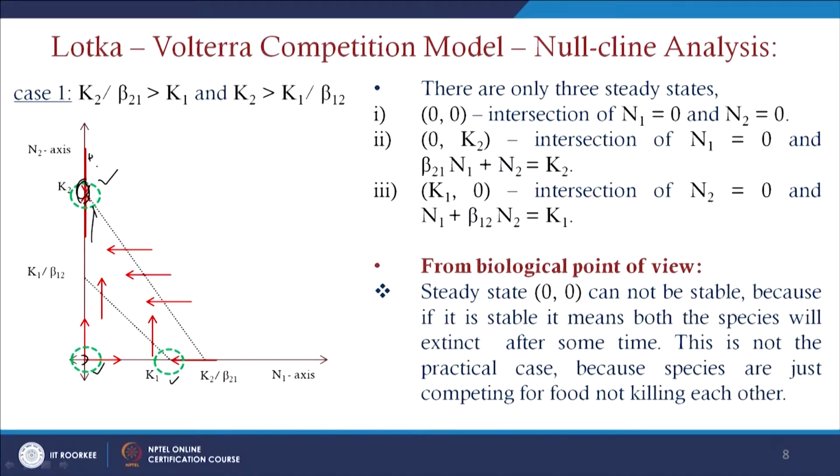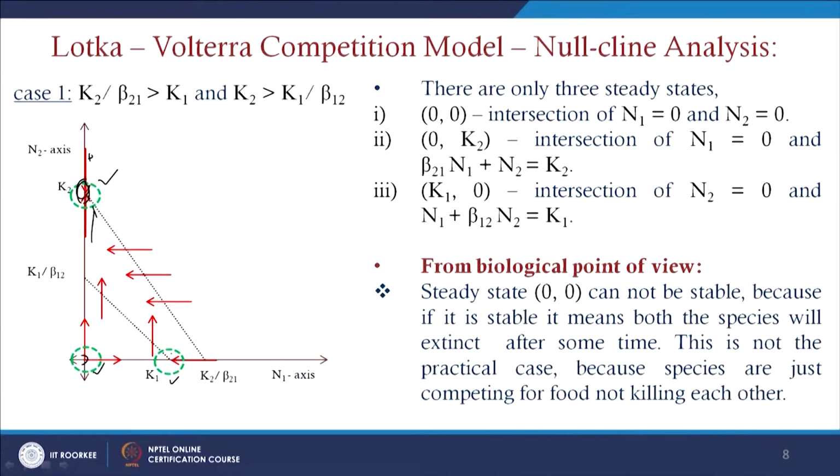We cannot observe the same thing at the k1 point. If you put any value here, k2 by beta 2 1 is always larger than k1. This means that the population of k2 will be larger compared to the first population, so they can use this food, and we cannot find a stable condition at the k1 level either.